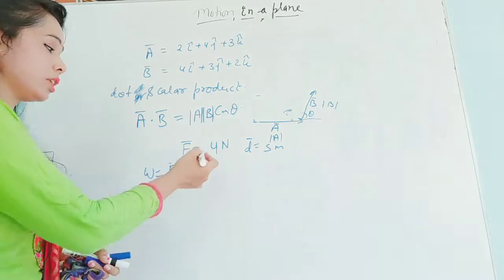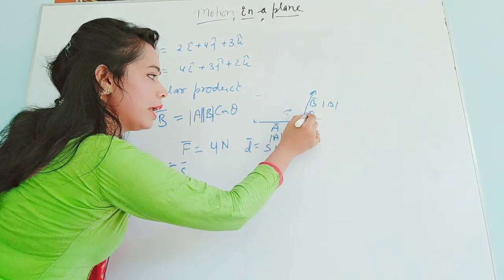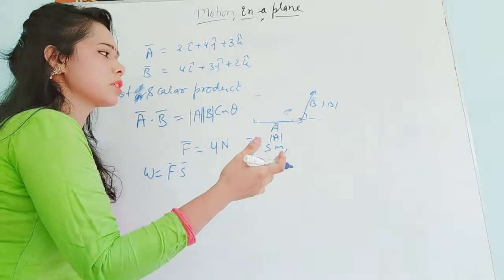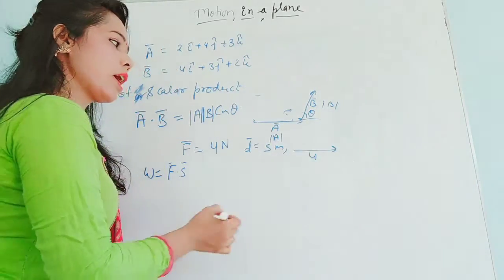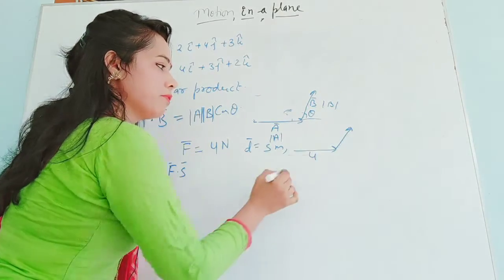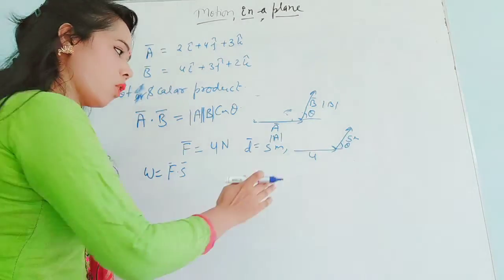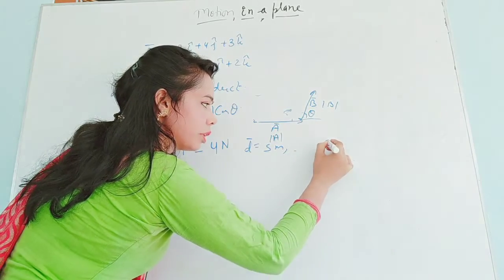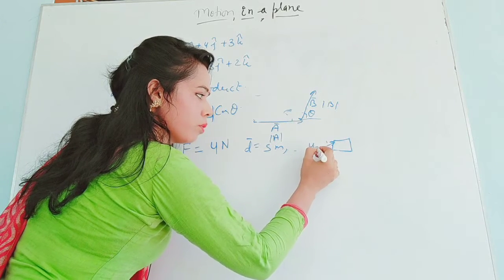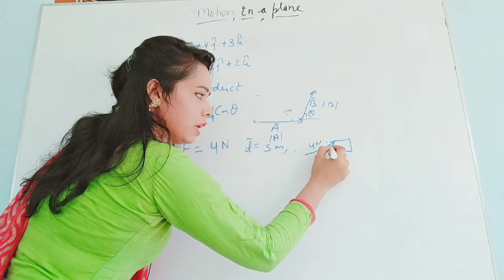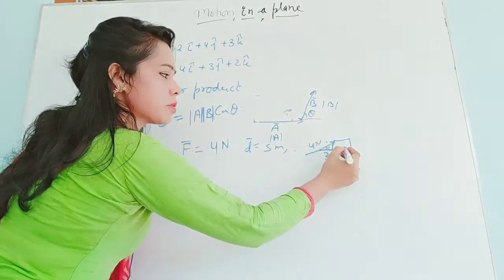So what are the values given? Suppose the force is 4 Newton, the displacement is 5 meter, and the angle between these two is theta. Or if you are applying a force on any body, suppose this is the body and you are applying a force of 4 Newton at an angle theta, suppose theta equals 30 degree. This angle is 30 degree, and how much is the displacement?